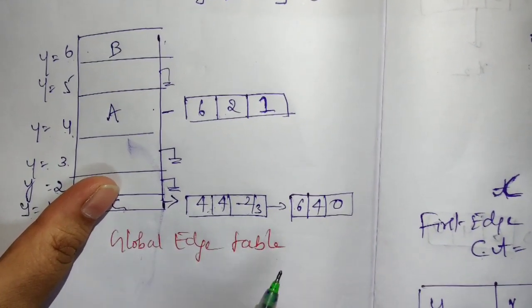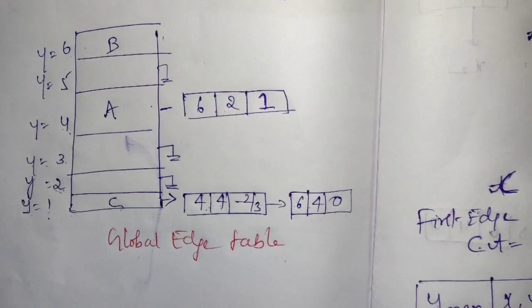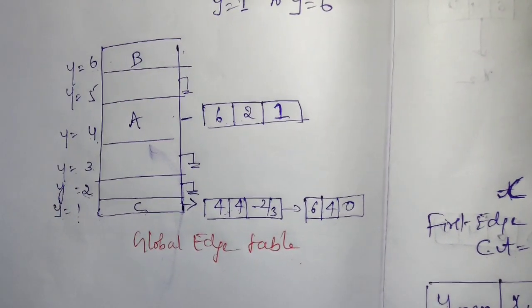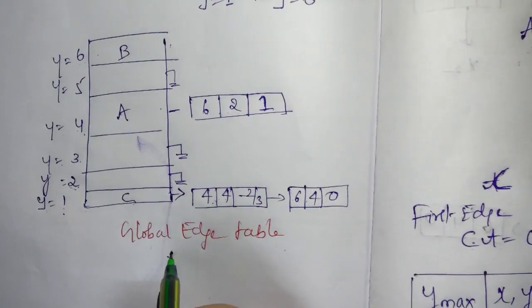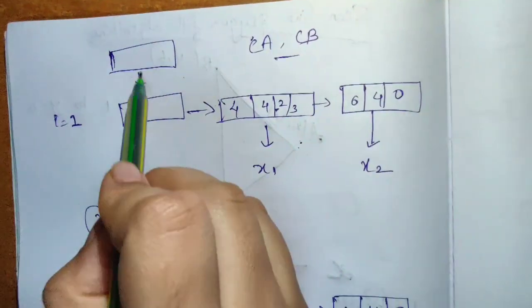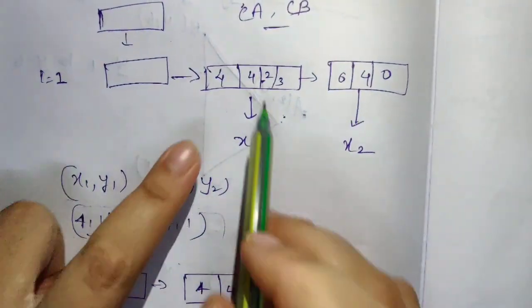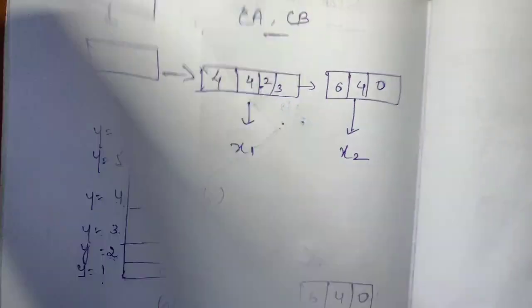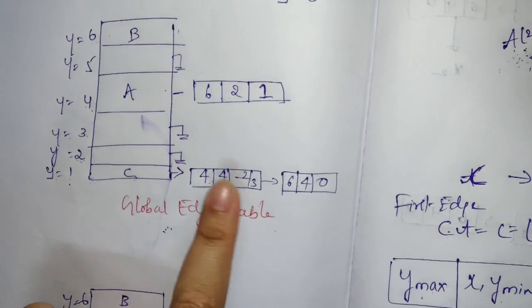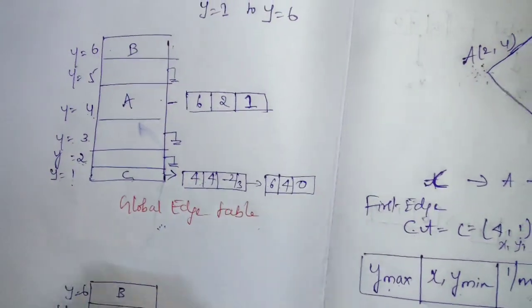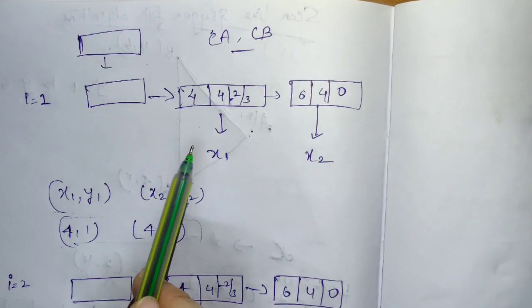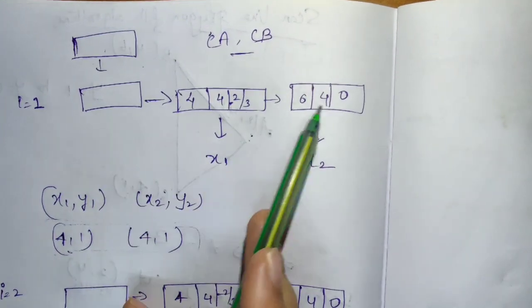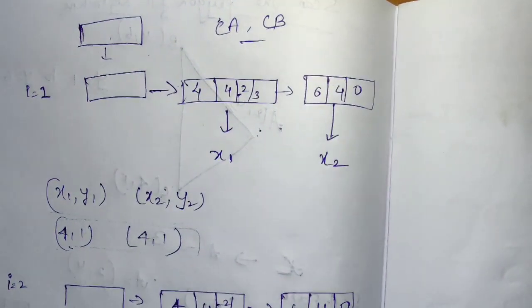This global edge table acts as an input for the active edge table. Okay, so now I will explain the active edge table. That active edge table can be created from this global edge table. Okay, so here this is your active edge table. So 4, 4 minus 2 by 3, 6, 4, 0. All these things you will get from the global edge table, the same formula, but it starts with the null node and it ends with the null node, but here we have these two values, so we need to calculate once again.